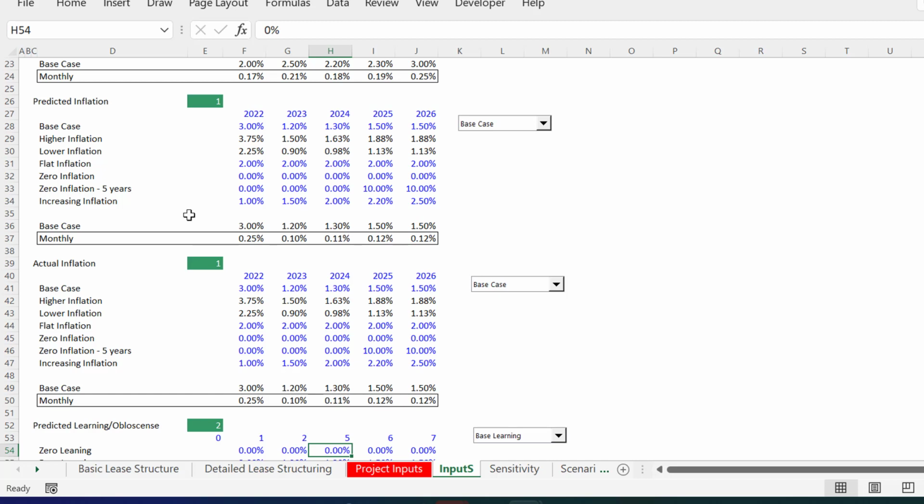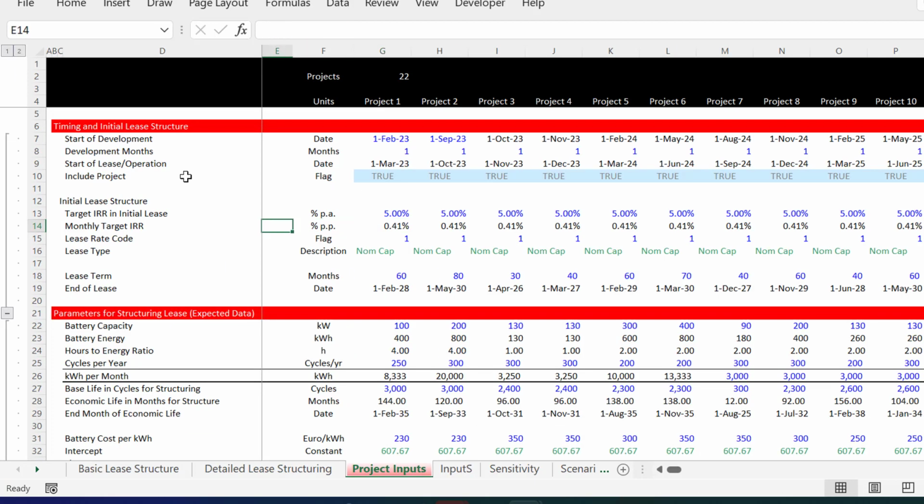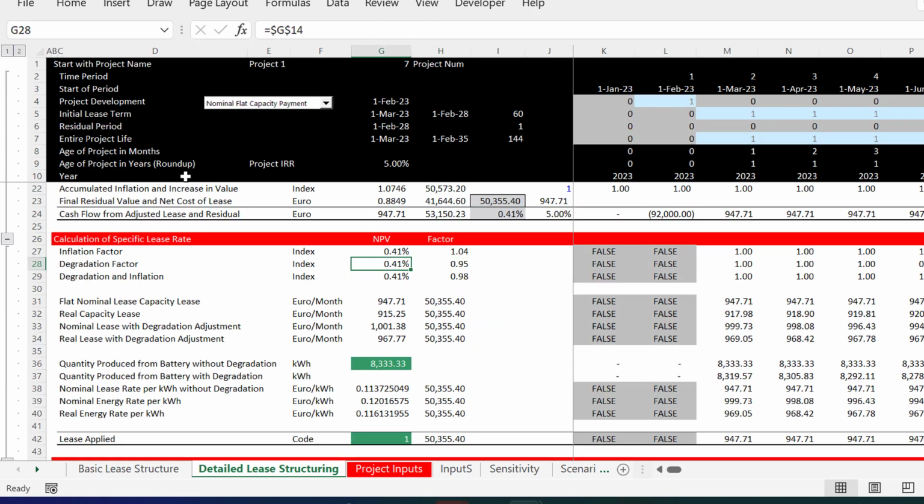If the inflation rate changes over time, we can't use that PMT formula. But instead, it's not that hard. Again, you have to experiment with it.